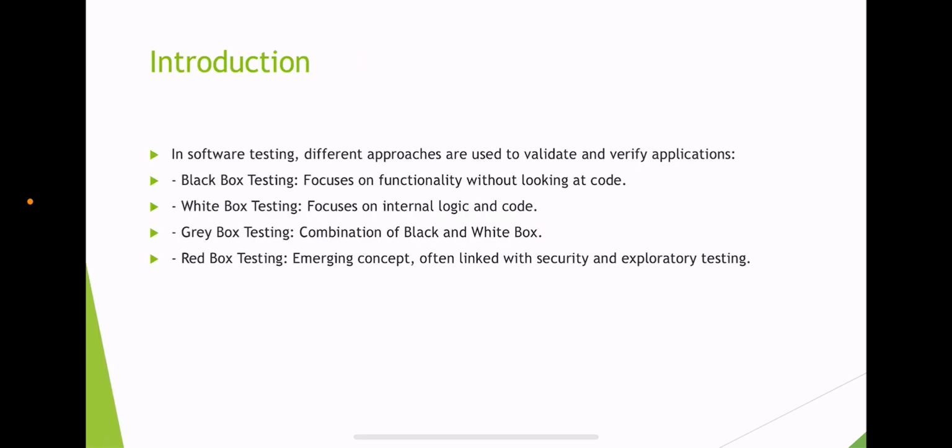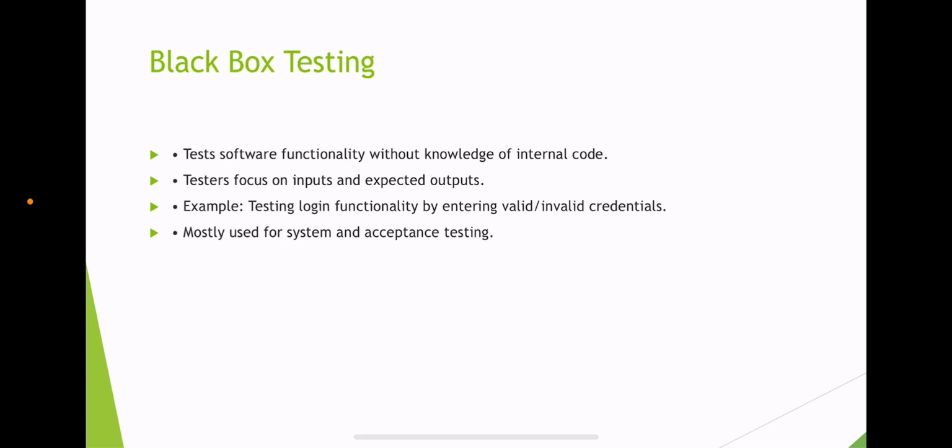So in software testing, we have different approaches to test, for verification and for validation. For that, we have four rigorously used techniques of testing: black box testing, white box testing, gray box testing, and red box testing. Red box testing is a newly introduced term. We will see it in detail in our upcoming slides. So let's begin with our first testing type, which is black box testing.